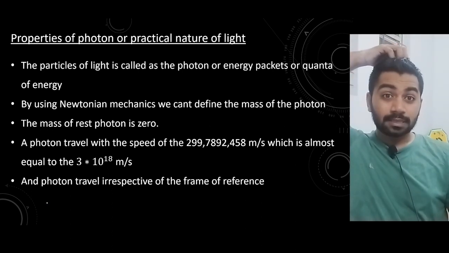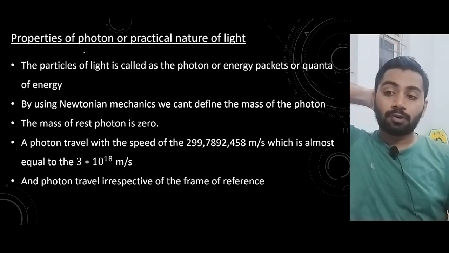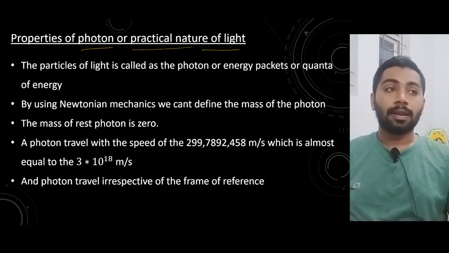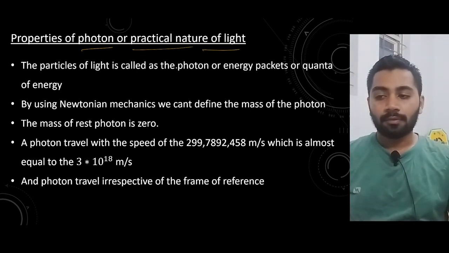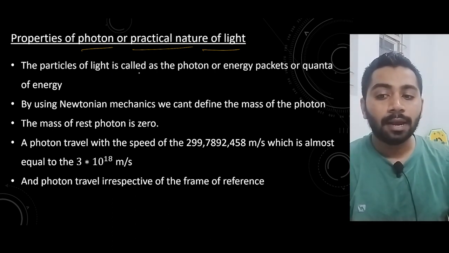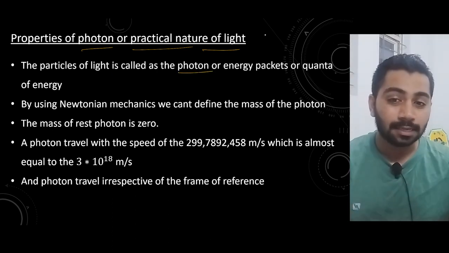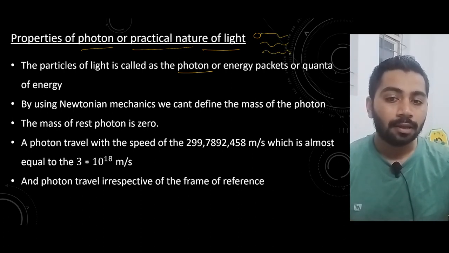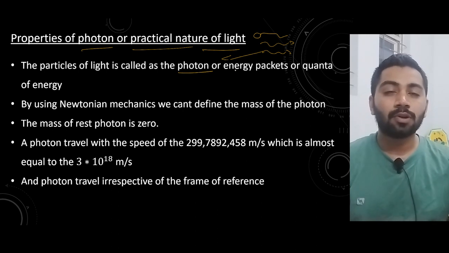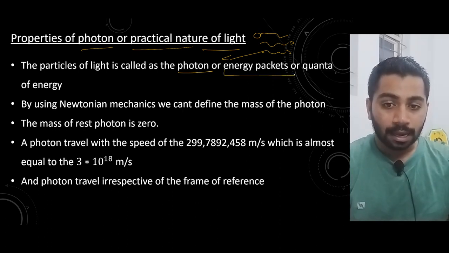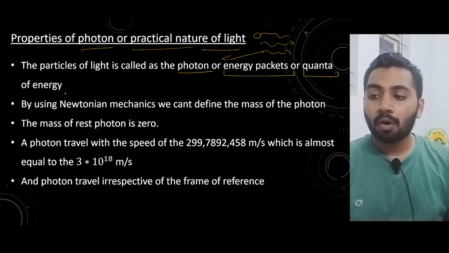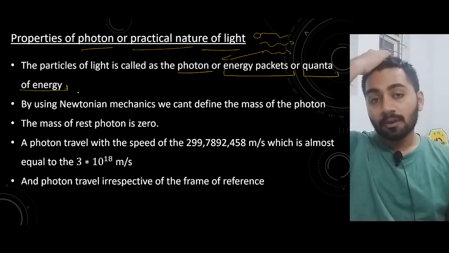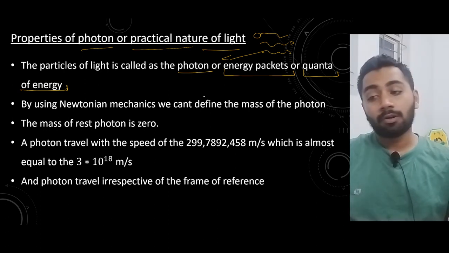Some properties of the photon, or you can say the particle nature of light. The particles of light are called photons. See, I just said these particles travel, from sunlight they travel. These traveling particles we call photons, or you can say packets of energy, or quanta of energy. All these terms can be used: photon, packet of energy, or quanta of energy.